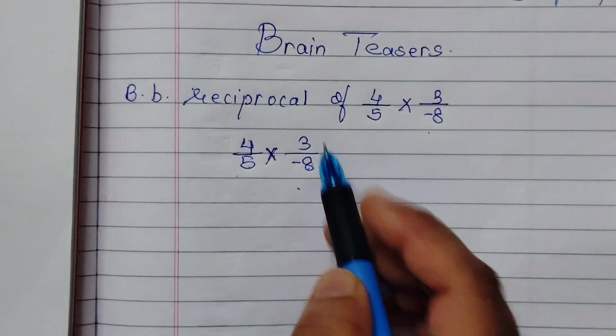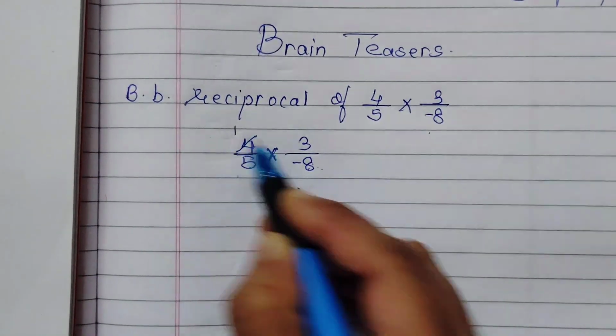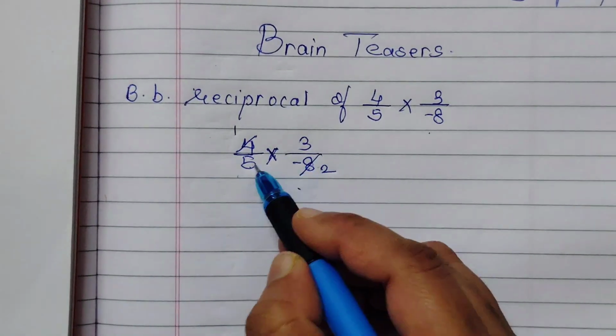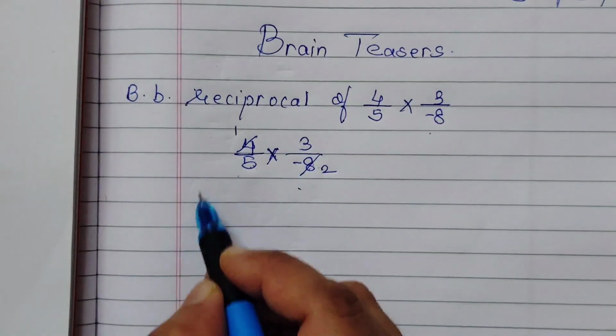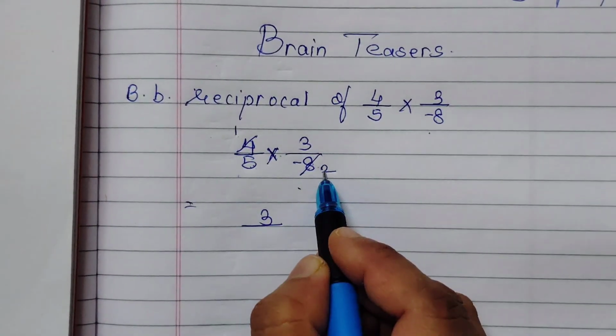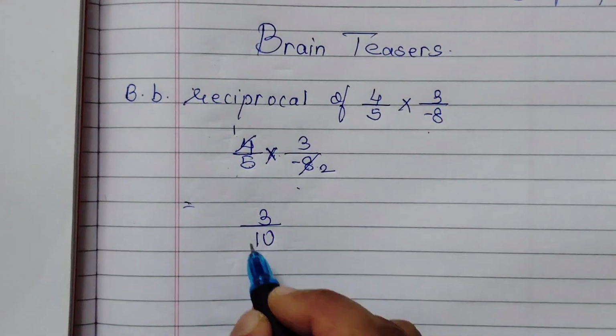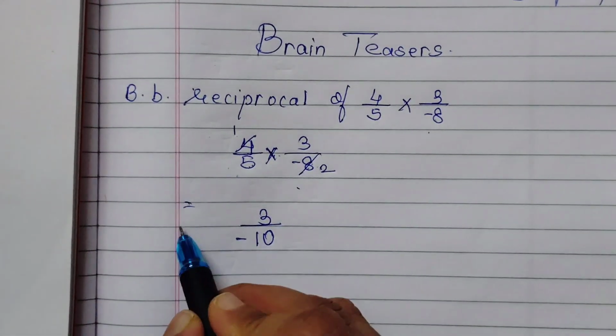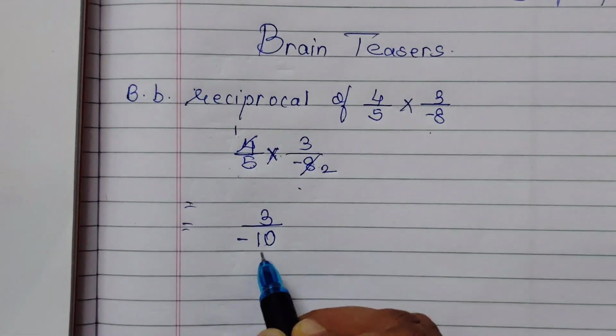Here 4 and 8 we can reduce. So 4 ones are 4, 4 twos are 8. 3 and 5 we cannot reduce. So finally what we get? 1 into 3 is 3, 2 fives are 10, so minus 10. So what we got, 3 upon minus 10 is the answer.